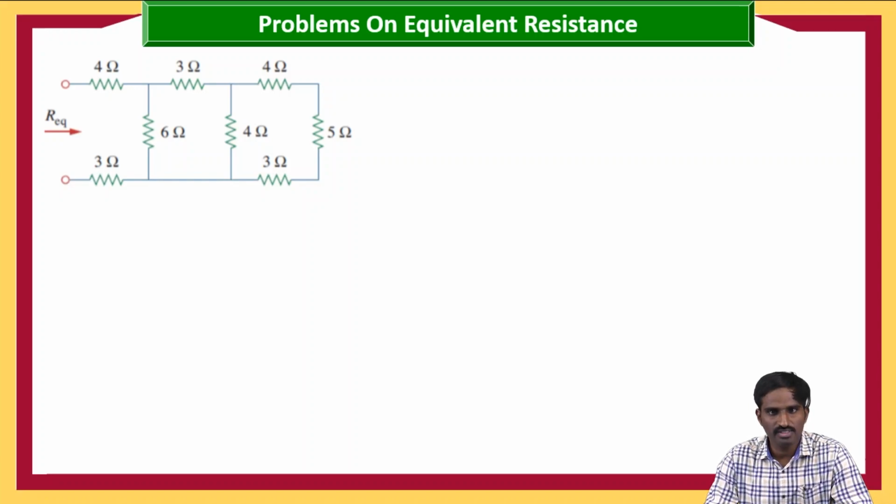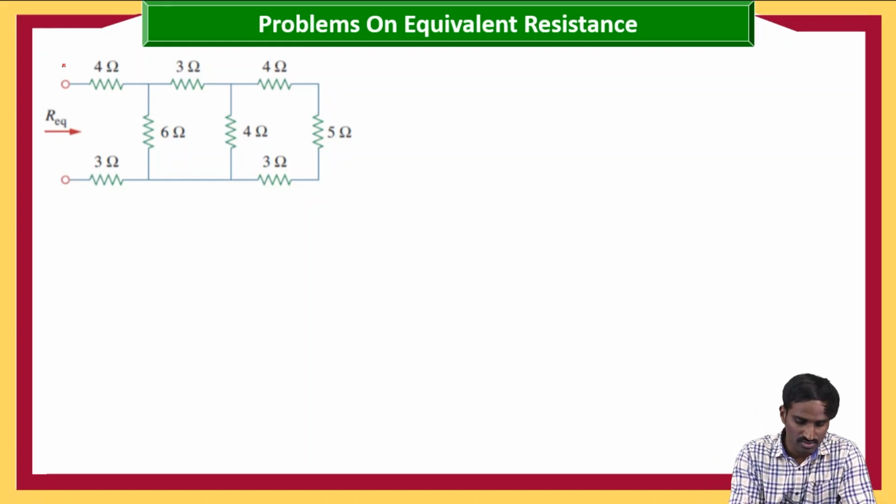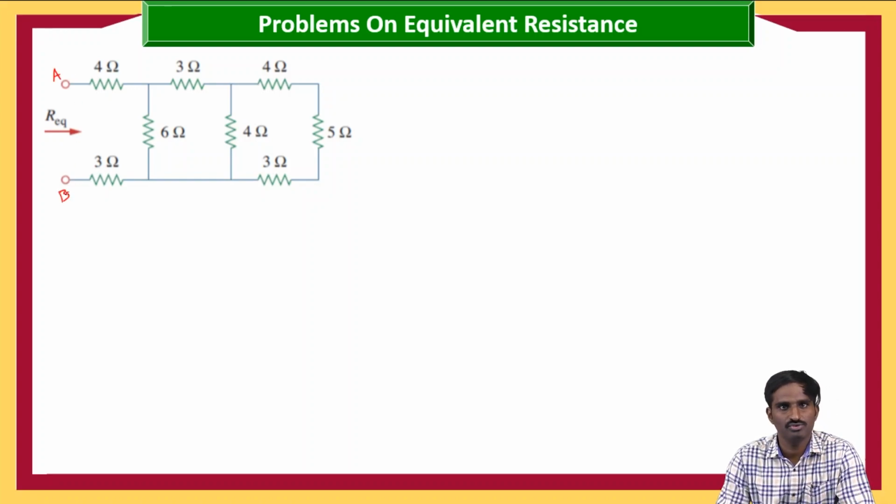For this given problem, we need to find the equivalent resistance between the two terminals. Let us call the terminals A and B. We have to find the equivalent resistance between the terminals A and B.